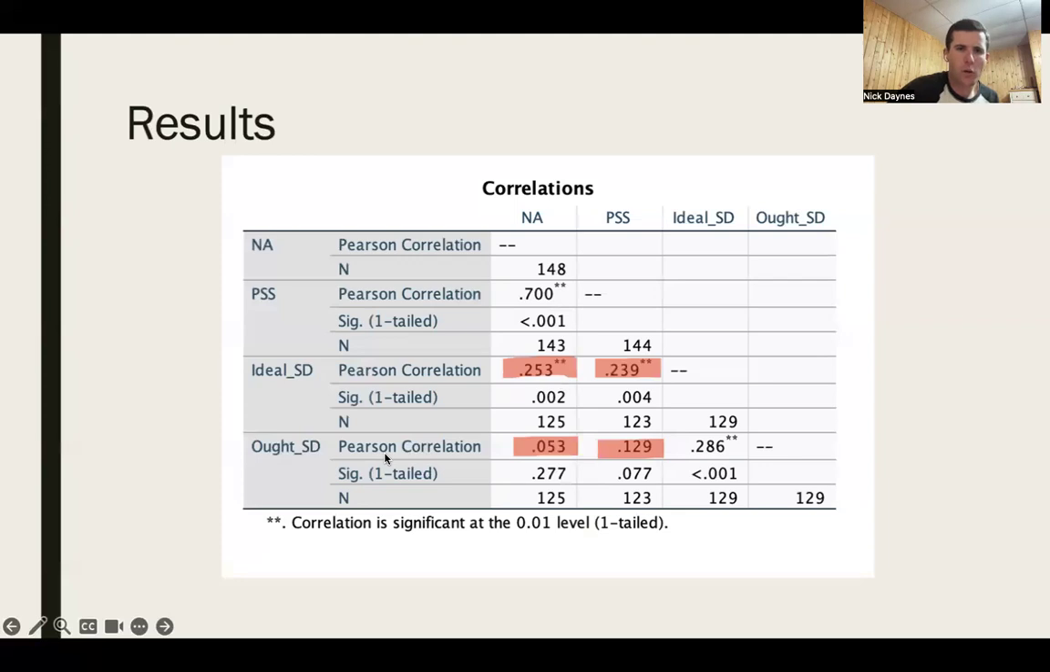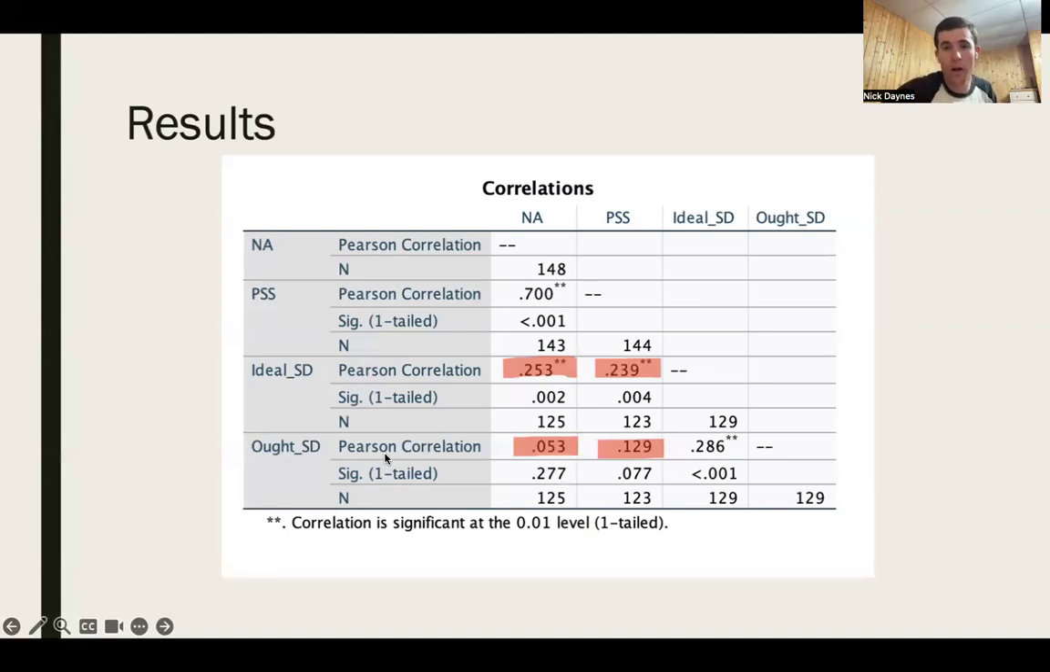So as a reminder, a correlation is the statistical relationship between two variables. And a positive correlation is when both variables move together in the same direction. When one goes up, the other goes up. When one goes down, the other goes down. That's a positive correlation. A negative correlation is when variables move inverse of each other. So when one variable goes up, the other variable goes down, and vice versa.